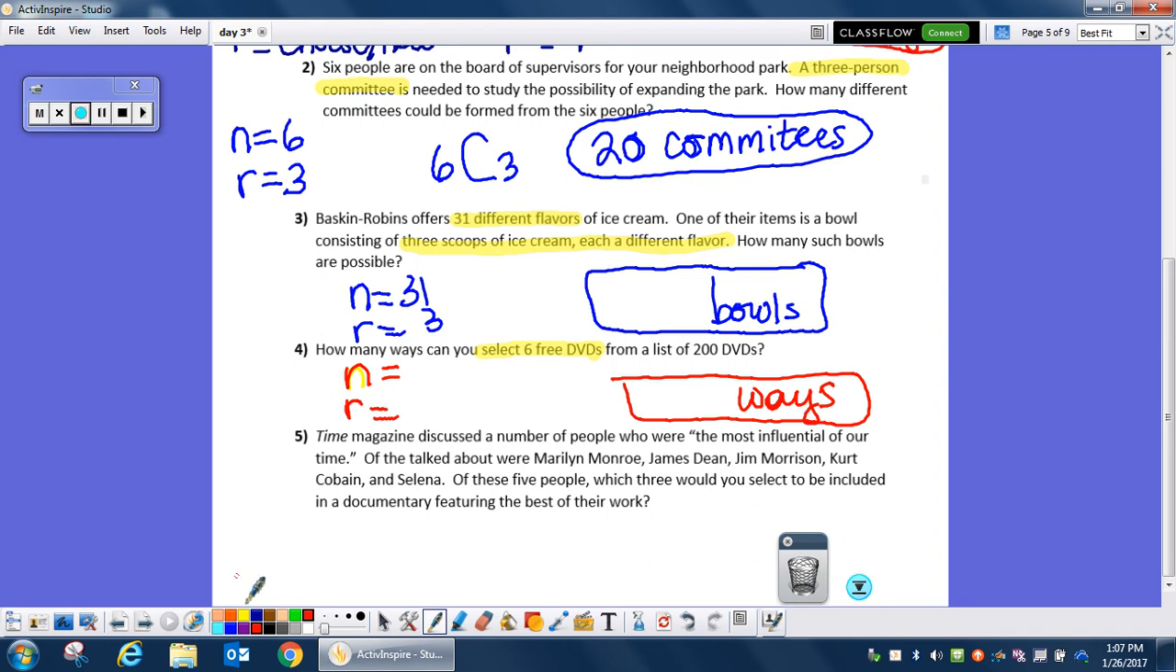You can skip question 5. If you actually read through it, you'll see that there's really no mathematical question on it. My bad.